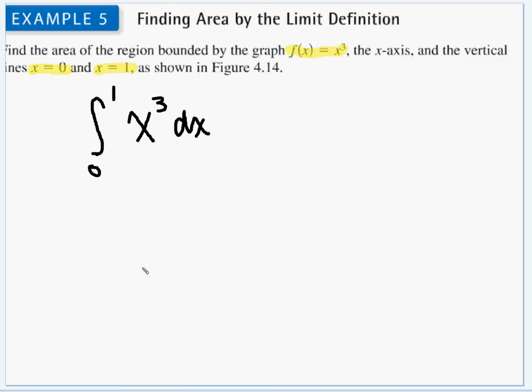And here's another blast from the past. Example 5 in the same section. X cubed between the x-axis and the vertical lines 0 and 1. We did this with the limit definition. I don't have the algebra that we did there. But now with the fundamental theorem, we're going to antiderive x to the third.